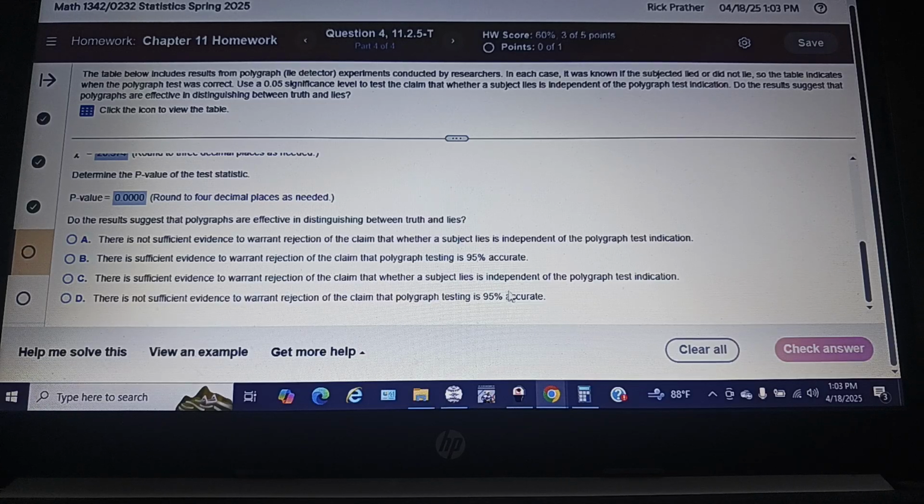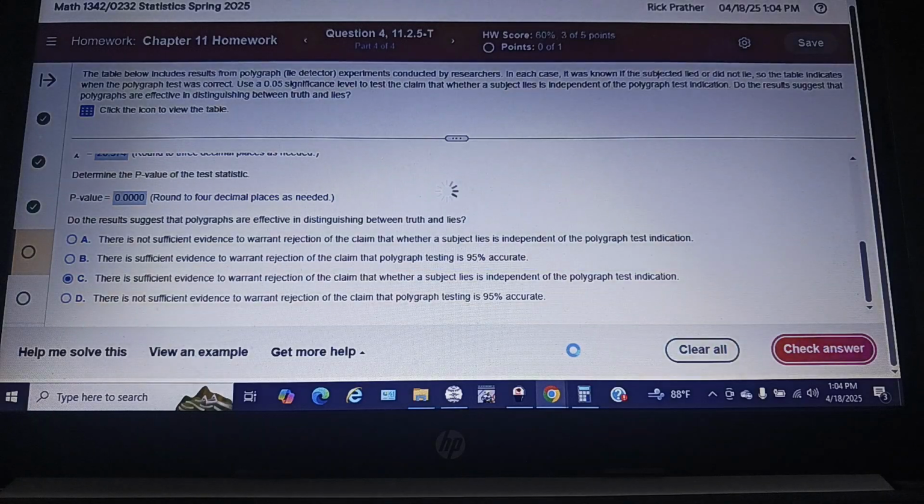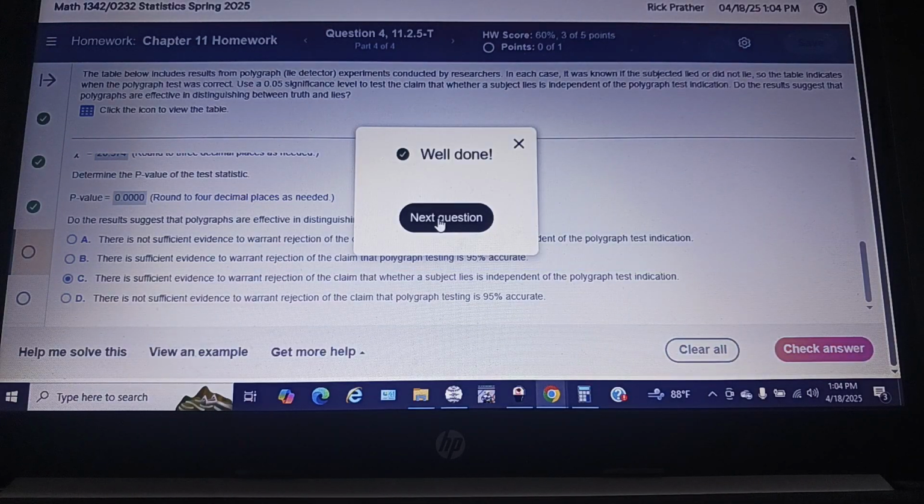Okay, that the subject is independent of the polygraph test indication. I think it's C, because that 95 is just for the cutoff. It's not really exactly 95. So yeah, there is sufficient evidence to warrant rejection of the claim because I rejected the null.